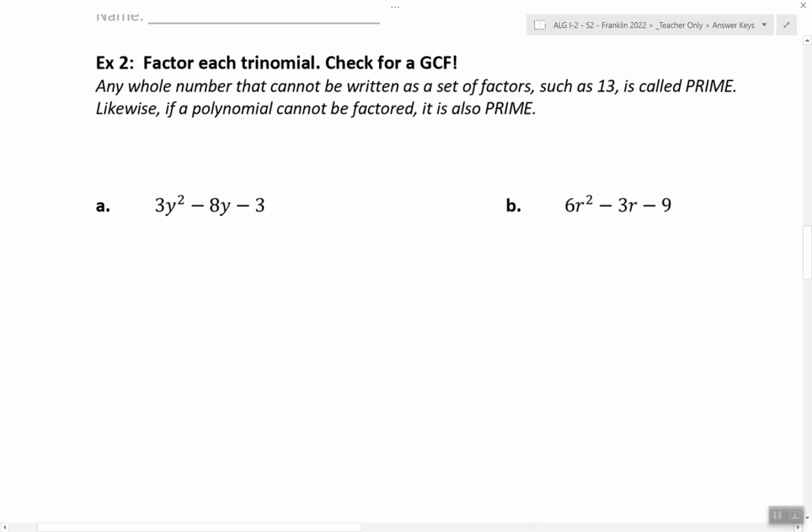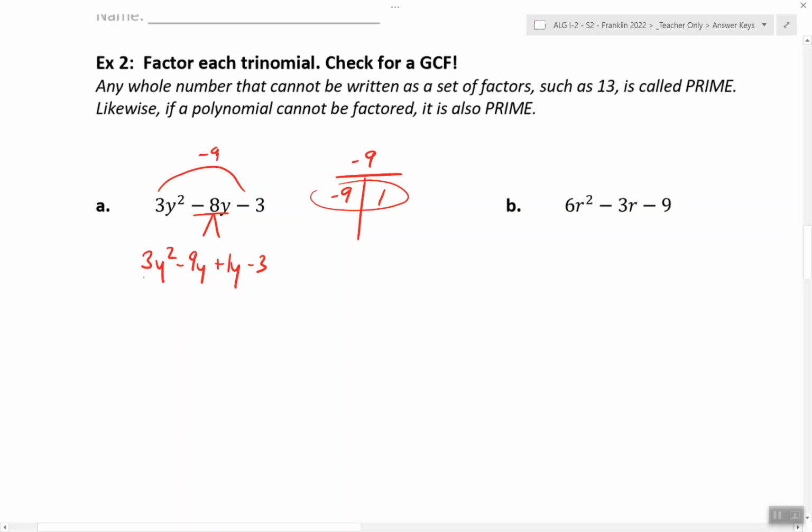Okay, let's try these. So we're looking for a number here, for example, a. Multiply a times c, so 3 times negative 3. That's negative 9. So we're looking for two numbers that multiply to negative 9 and add to negative 8. So I know 9 and 1 can get me there, but the sum is negative 8. So I want the 9 to be negative, because negative 9 plus 1 is negative 8. So now let's split that middle term. 3y squared minus 9y plus 1y minus 3.